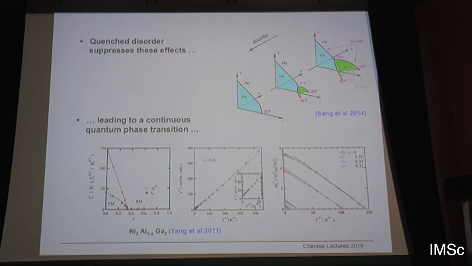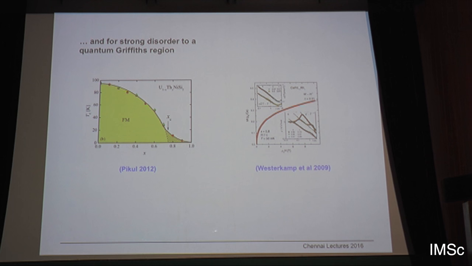And disorder, like I said, does other things in addition to suppressing the tricritical point and the wings. And so here are just two examples. Here's another one of these uranium compounds. That's one where you can substitute thorium for uranium, and that introduces disorder. Nasty stuff, but some people do that. And as a function of the thorium concentration, you see again TC marches down.